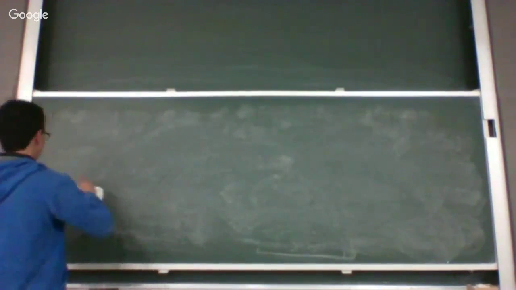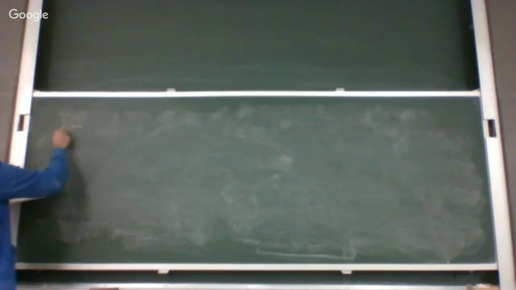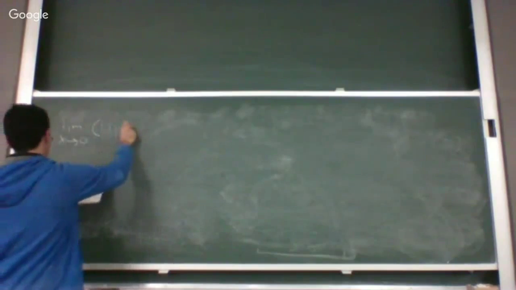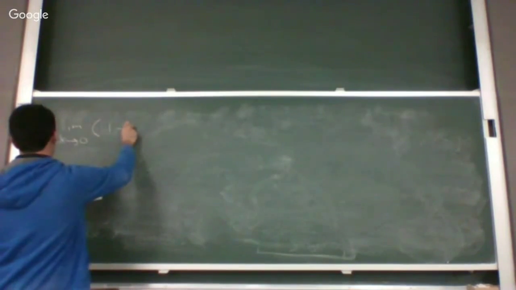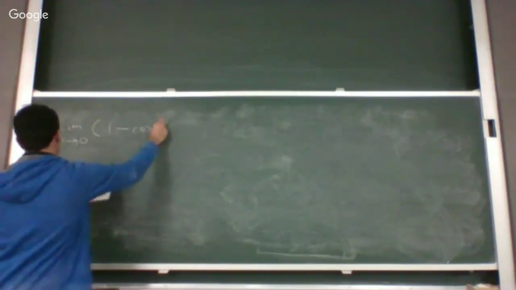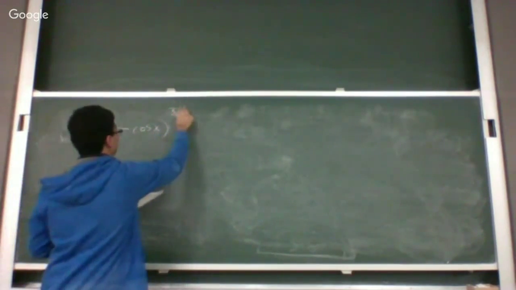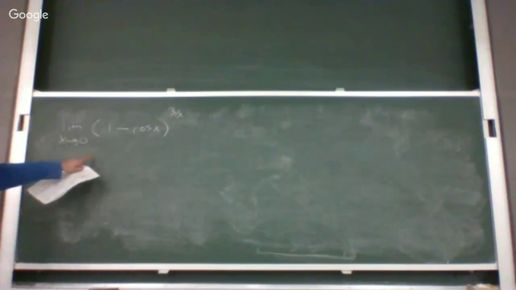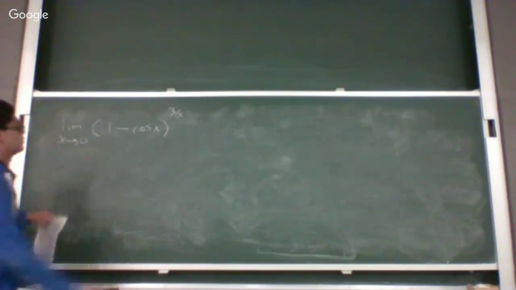Okay, just a quick one, this problem is pretty important too. Limit as x approaches 0 of 1 minus cosine of x, cubed, over x. If we plug in a 0 directly, this doesn't work.